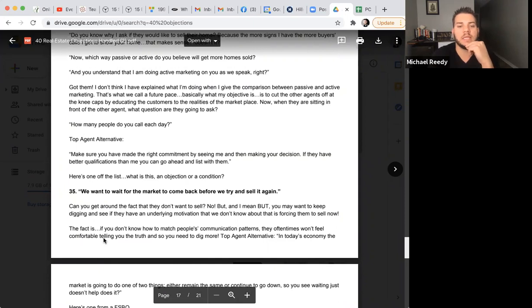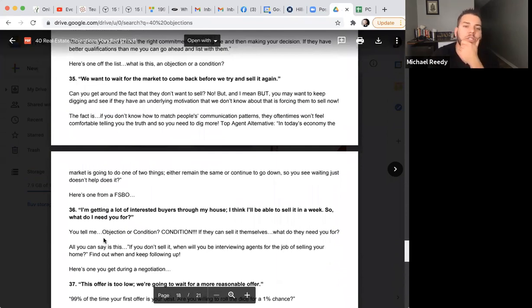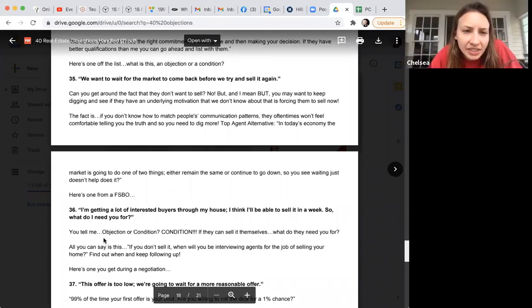Here's one off the list. What is this, an objection or a condition? Let's see. So Chelsea, we want to wait for the market to come back before we try and sell it again. Can you get around the fact that they don't want to sell? No, but you may want to keep digging and see if they have an underlying motivation that we don't know about that is forcing them to sell now.